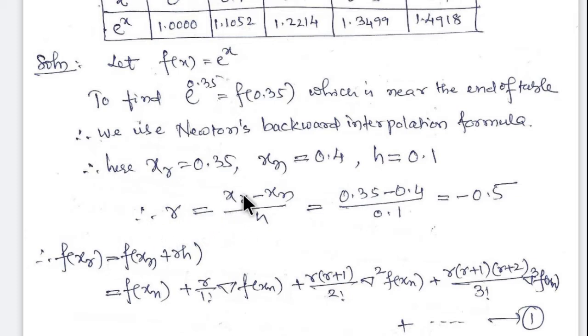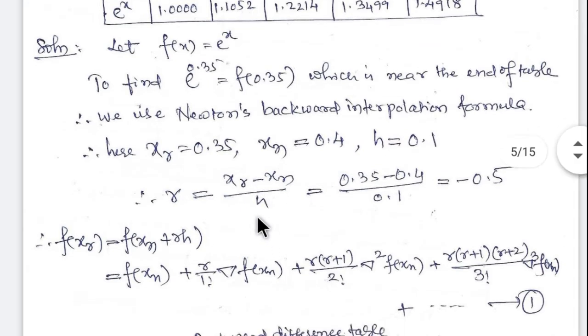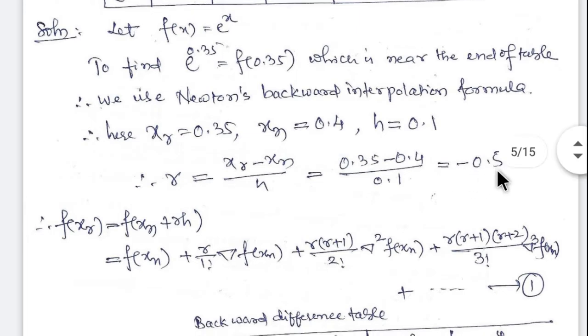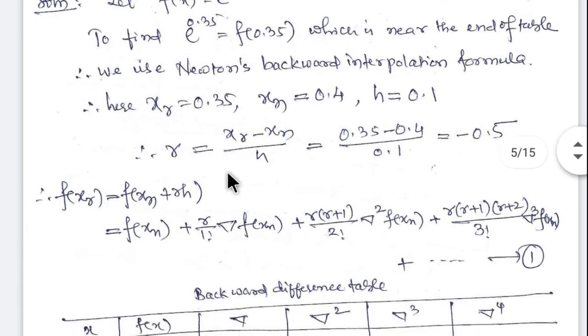Therefore, the r value you get is x_r minus x_n divided by h. Already I have given this: r is given by this. Substitute all the values here, the x_r value, x_n value and h value. Simplifying by using a calculator, you get r equal to minus 0.5.